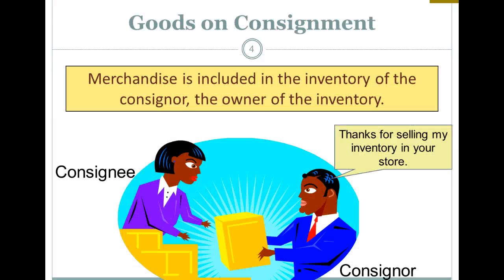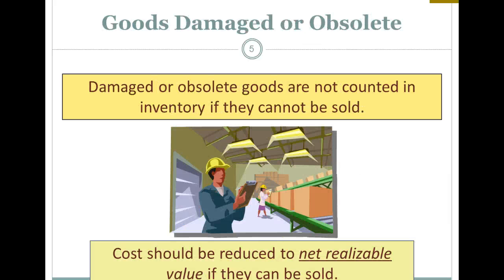Goods on consignment, again, there's a consignee and a consignor. A classic example is a thrift store, where that thrift store does not actually own the merchandise, it's just acting as a broker. You do not include that in your inventory count, again, because you don't have legal title for that.